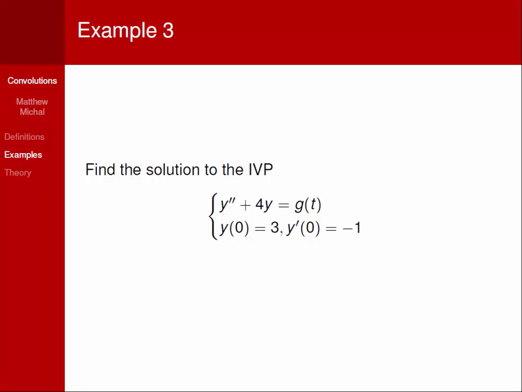Let's solve an equation here. Okay? y double prime plus 4y is equal to g of t, some g of t. I don't know what it is. I know I can take the Laplace transform of it, but that's all. With initial conditions 3 and negative 1. Everybody got it? Let's have fun.